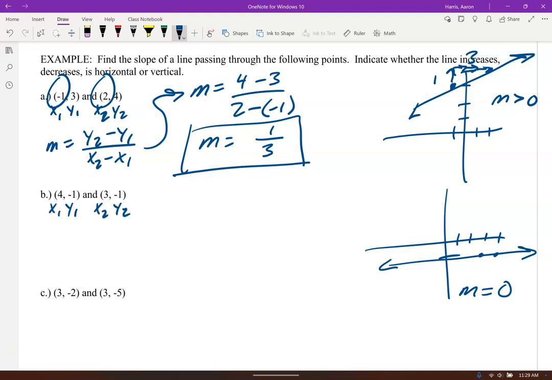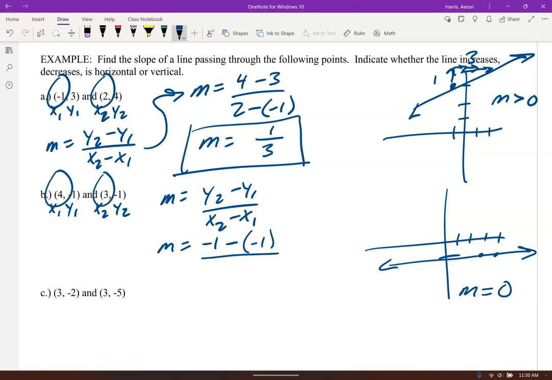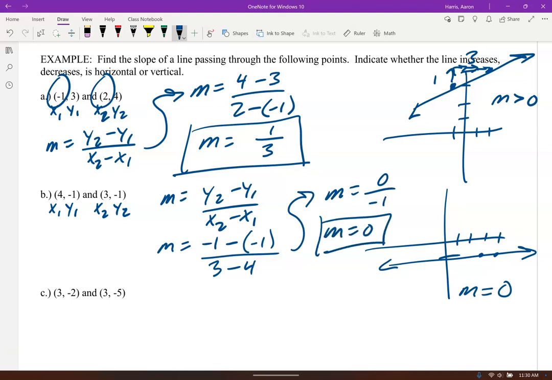x1, y1, x2, y2. Let's make sure it's a perfectly horizontal line. I'm sure you can probably tell that it is because the y values are the same, but let's punch it in. y2 is -1 minus, so -1 minus -1 over 3 minus 4. x2 minus x1. So you got slope is -1 plus 1 is 0 over -1. 0 over anything is 0. So sure enough, that is flat. In other words, there's no steepness. The slope is 0, no steepness.